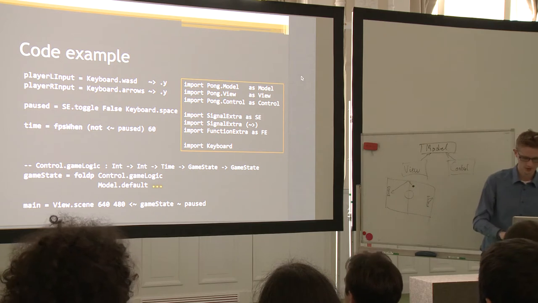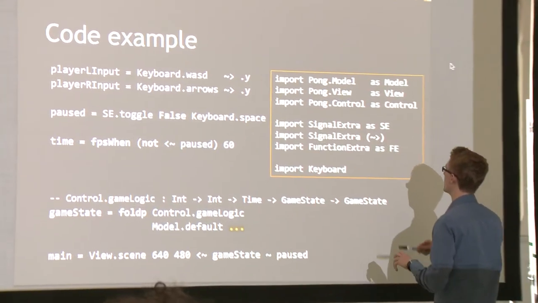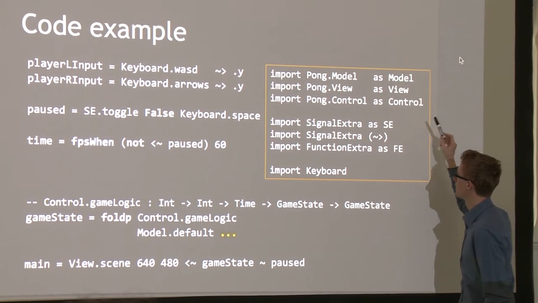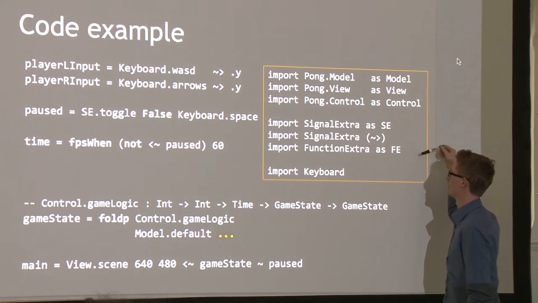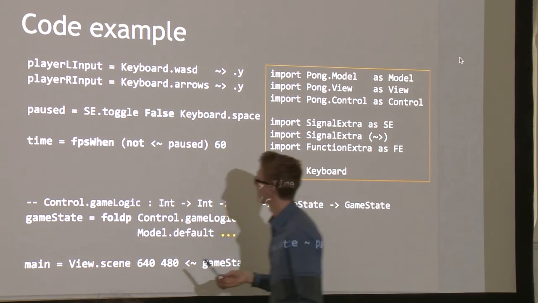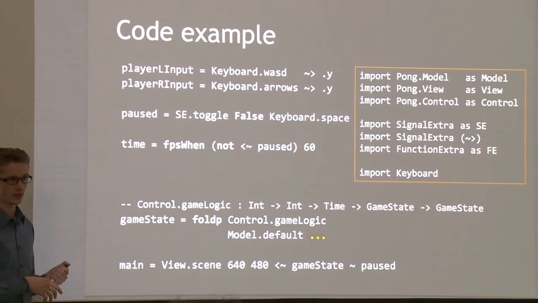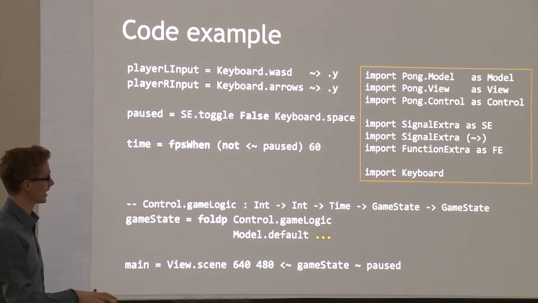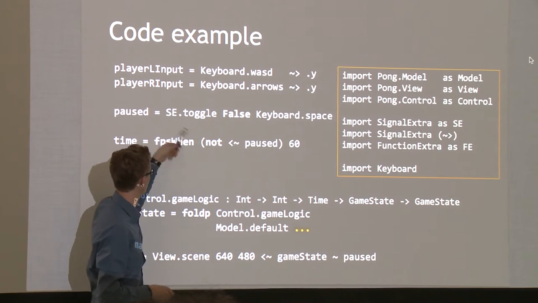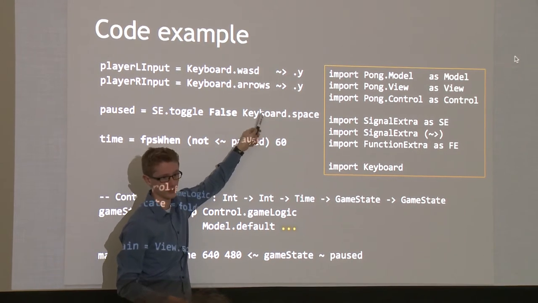So I'm going to give you a code example, and I'm sorry for the wall of text. Let's just start with the imports. I have these three Pong modules, which are model, view, control. I have some fictional libraries that I could write just to make it easier here, and I'm going to use the keyboard. The left player has WASD, and then you just use the Y coordinates from there, and the right player just uses the arrows. And I'm pausing on the spacebar, and I have this helper function which toggles from false to true to false whenever this one becomes true.